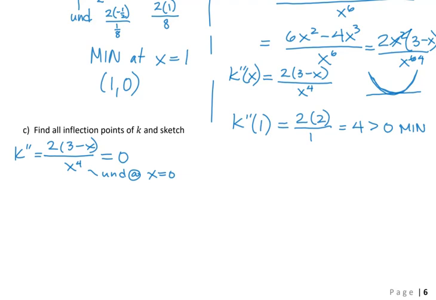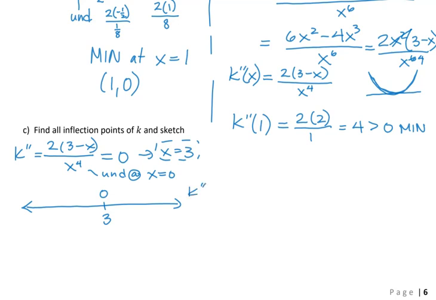The only time that the numerator equals 0 is if x equals 3. So we have one potential inflection point. I wish it had a name like critical value, but they didn't make up a name for this that I know of. So we'll just say we potentially have an inflection point at x equals 3. To verify, we'll do a quick sign chart. We'll say, okay, at x equals 3, the second derivative is 0.